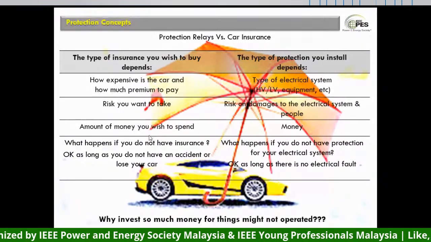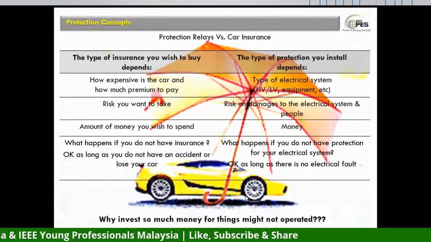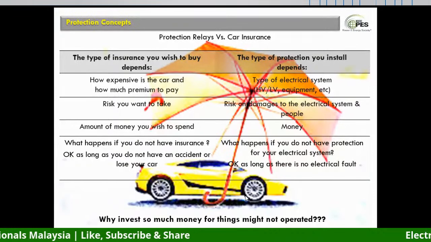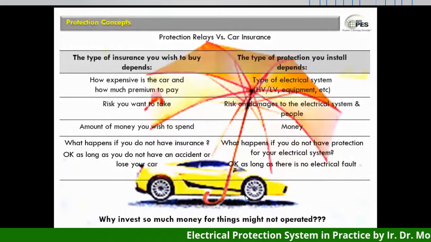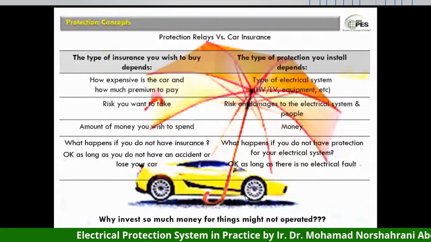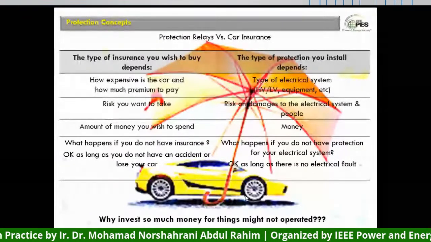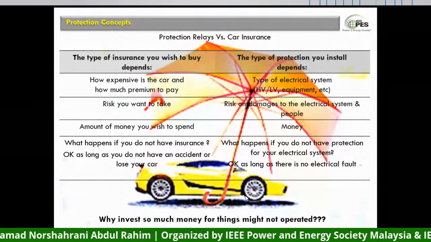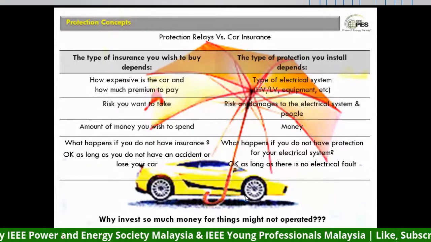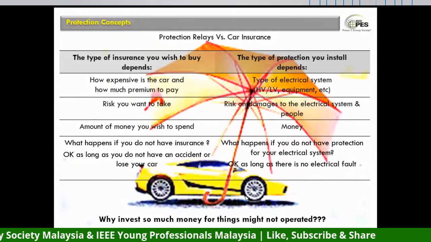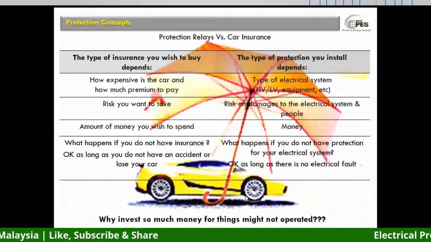So the last point: why invest so much money for things that might operate, might not operate? We need to bear in mind that sometimes the money that we spend to protect the equipment, the protection device might not trip for the whole life of that premises. So it sounds like wasting money, but this is the benefit of buying insurance. When something bad happens, you need it. And when there is no news, which is nothing bad happens, then it's good for you. It's not a waste of money.